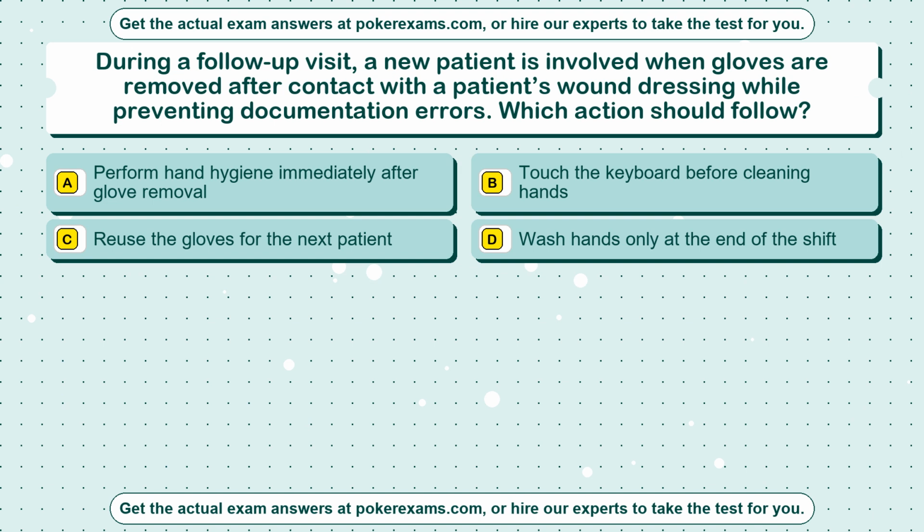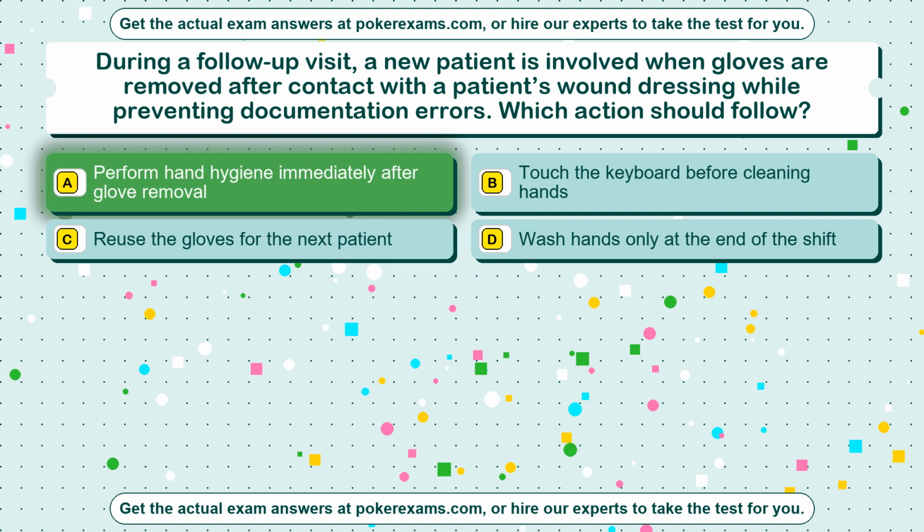Question 11. During a follow-up visit, a new patient is involved when gloves are removed after contact with a patient's wound dressing while preventing documentation errors. Which action should follow? Option A. Perform hand hygiene immediately after glove removal. Option B. Touch the keyboard before cleaning hands. Option C. Reuse the gloves for the next patient. Option D. Wash hands only at the end of the shift. The correct answer is option A.